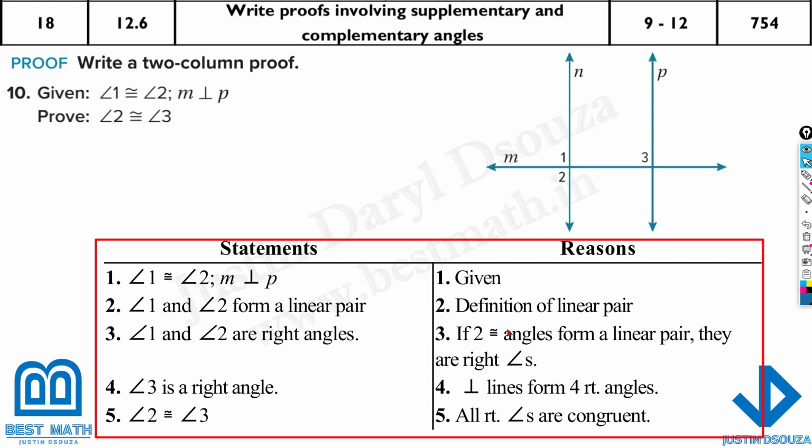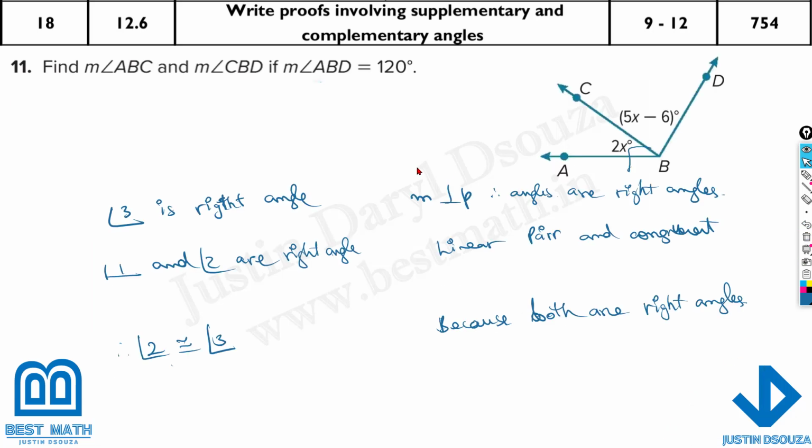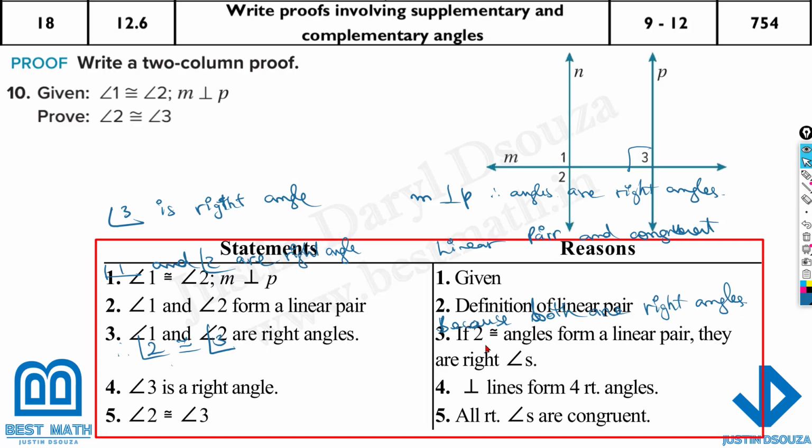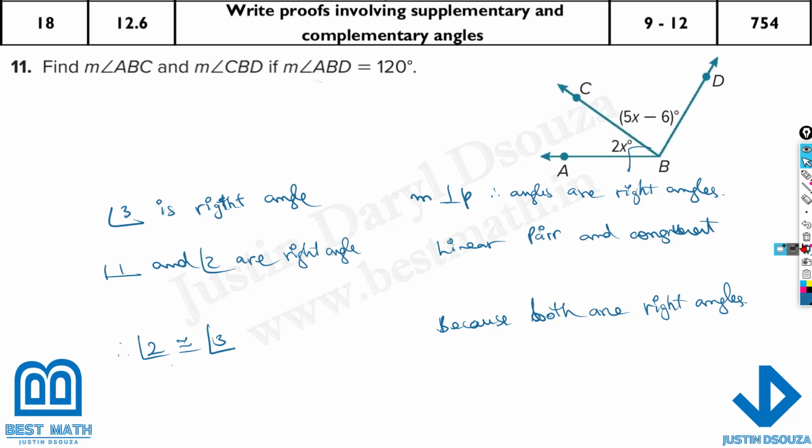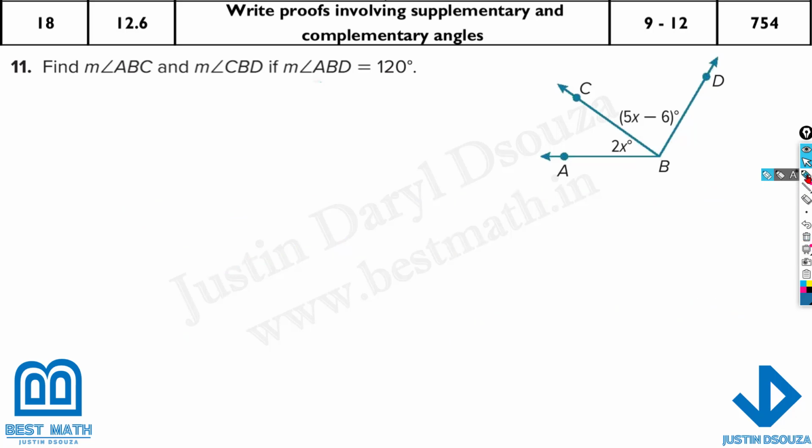Yeah, they form a linear pair and then they have told they are right angles. Yes, now they have told this perpendicular lines form 4 right angles and all are congruent. See, my proof varies a little bit, you don't need to write all this. You can just stick with three of these statements. That's enough. As long as you're proving the point, that's more than enough.